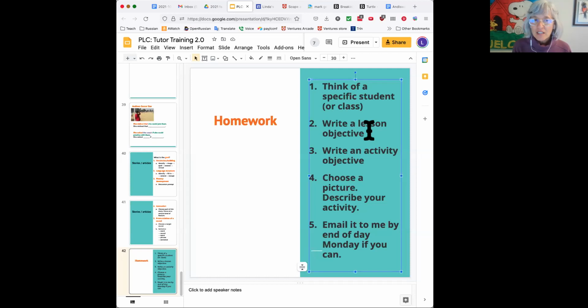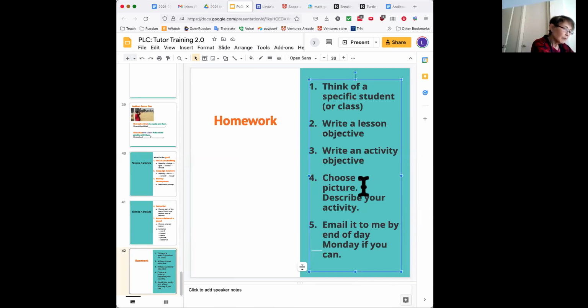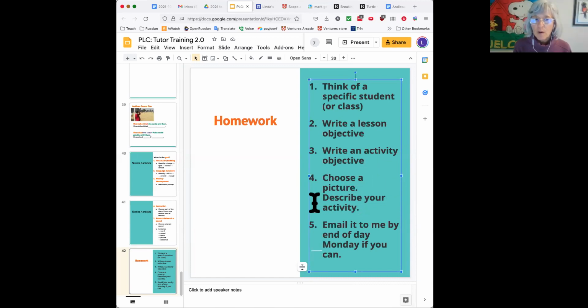Write a lesson objective. So that's a little bit higher level. Write an activity objective and think about the continuum. Where along the continuum is your activity going to be, at the very supported top end of the continuum, or is it down lower toward the independent part of the continuum? You could do more than one if you want. And choose a picture and describe your activity. What will you do with that?